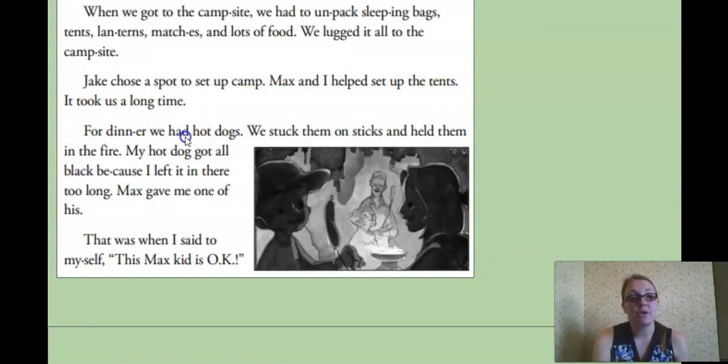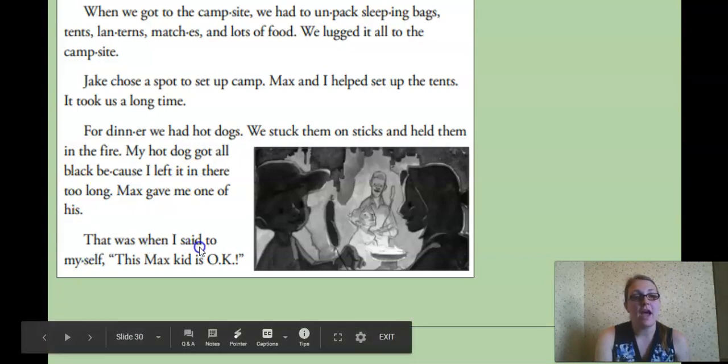For dinner, we had hot dogs. We stuck them on sticks and held them in the fire. My hot dog got all black because I left it in there too long. Max gave me one of his. That was when I said to myself, this Max kid is okay.